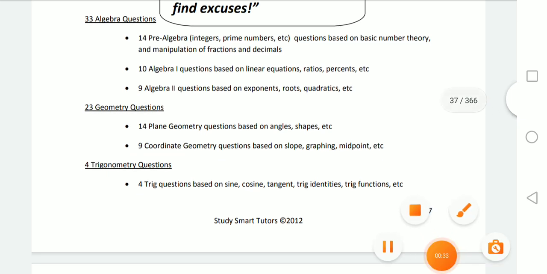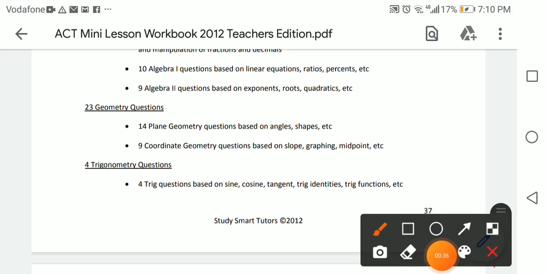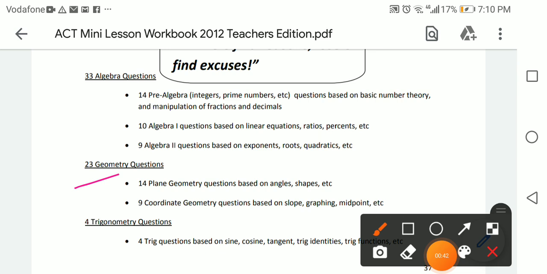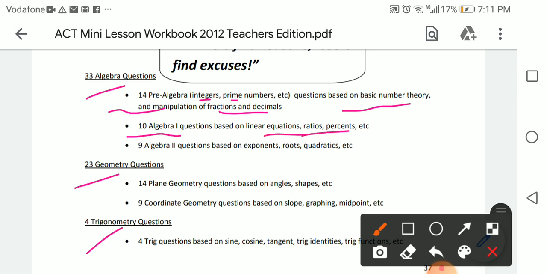I have 33 algebra questions, 23 geometry questions, and 4 trig questions. 14 of the algebra questions are pre-algebra. What's pre-algebra? Integers, prime numbers, and so on: questions based on basic number theory and manipulation of fractions and decimals. And I have 10 algebra 1 questions based on linear equations, ratios, and percents. 9 algebra 2 questions are based on exponents, roots, and quadratics.